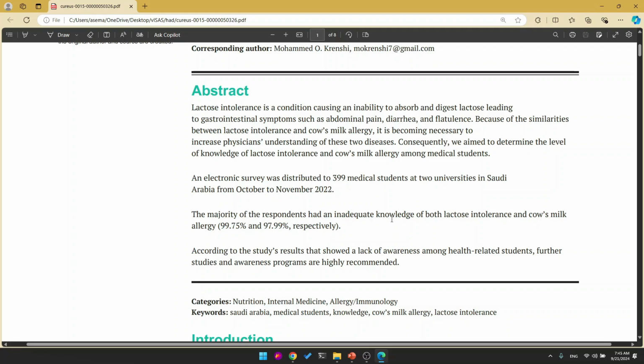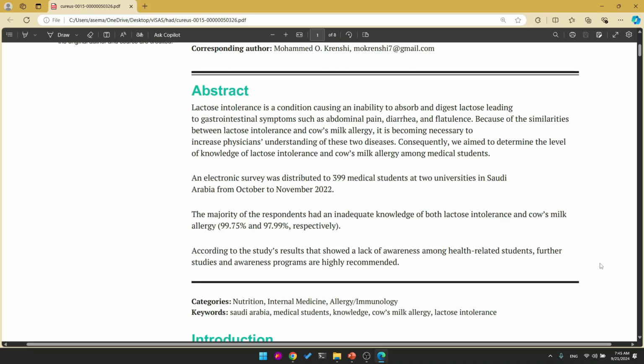The majority had inadequate knowledge of both conditions. Wow, over 97% in both. According to this study, there is a lack of awareness, and we should make awareness programs. So these are the findings in this study. I have read the abstract. Now I'm really interested in this idea. I want to do this research.